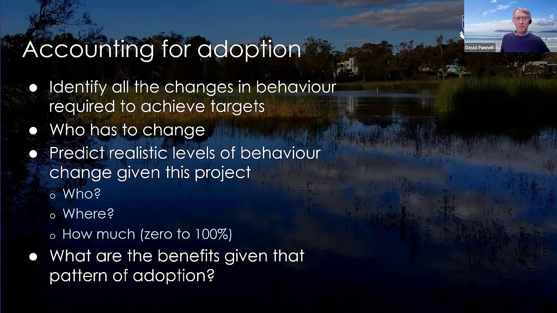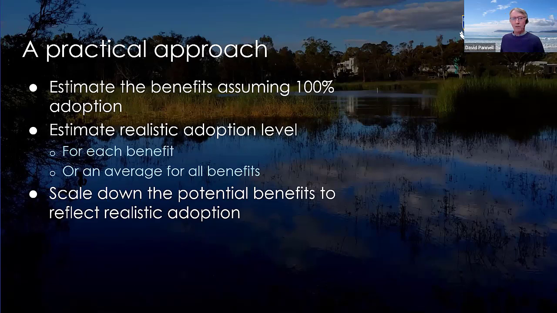That's Mary's question. And that would include who has to change and how much, and where they have to change, and then how much change is realistic to expect, somewhere between 0 and 100% change. And then what are the benefits given that pattern of adoption? So I'm thinking about behaviour change here in the sense that there's some level of behaviour change that would give you 100% of the benefits that you're expecting could happen. All right, and then how much of that do you get?